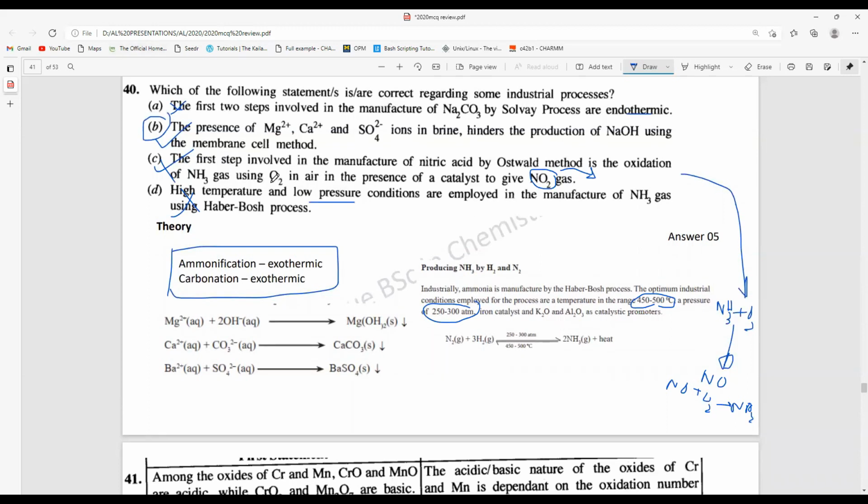So this is the first step, that is producing NO. Then in the following step, it forms NO2.